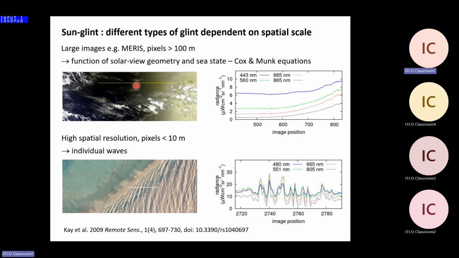But because the pixels are very large, a statistical model can describe that. Typically the Cox and Monk equations is what we're using. So you see this smooth increase of glint to the side here. When you've got high spatial resolution imagery, you still get that, but you also get individual per pixel variation, and you can typically see the shape of the waves like this. So it's a different type of problem, and we have to use different techniques to correct for it.